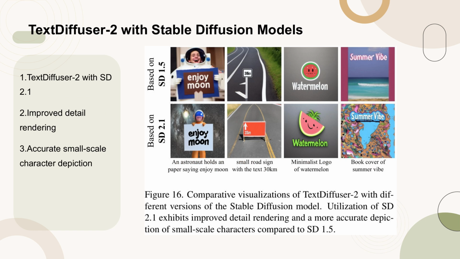Figure 16 presents a comparison of TextDiffuser-2 when trained with different versions of the Stable Diffusion model, specifically SD 1.5 and SD 2.1. The results show that the model based on SD 2.1 provides more detailed and accurate renderings, especially for characters with smaller sizes. This enhancement is attributed to the stronger power and higher resolution of the latent space in the SD 2.1 model. The visualizations clearly demonstrate the superiority of SD 2.1 in capturing intricate details and maintaining clarity in small-scale text, highlighting the potential for further advancements in text rendering technologies.